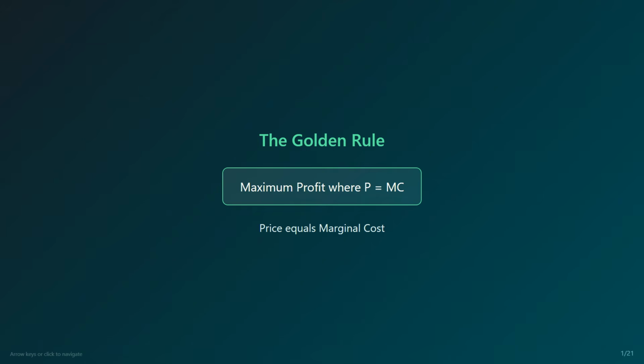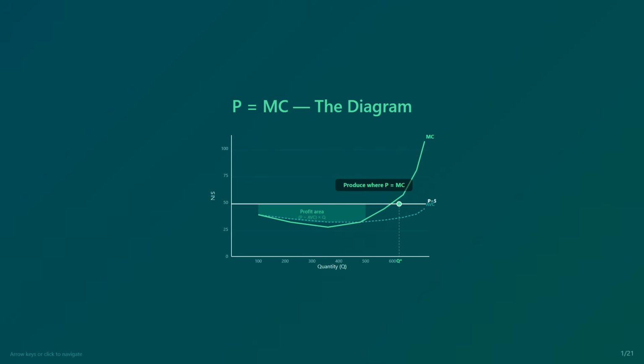The market price per unit is 50 shekels. Now, let's look at the marginal cost at each level. Worker 1, MC equals 40. Worker 2, MC equals 33.3. Worker 3, MC equals 28.6. Worker 4, MC equals 33.3. Worker 5, MC equals 44.4. Worker 6, MC equals 57.1. Worker 7, MC equals 80. Worker 8, MC equals 133.3.